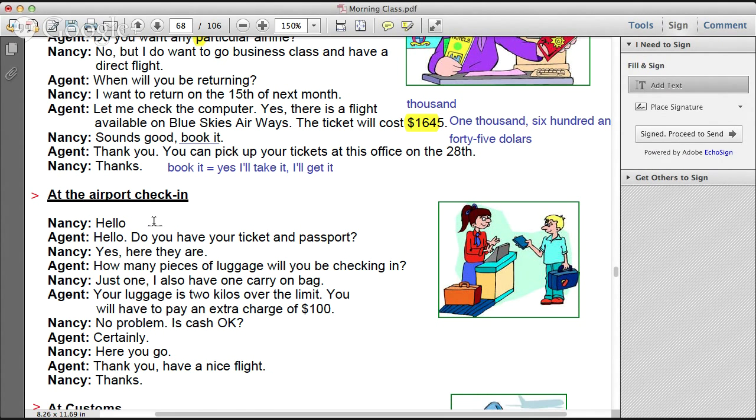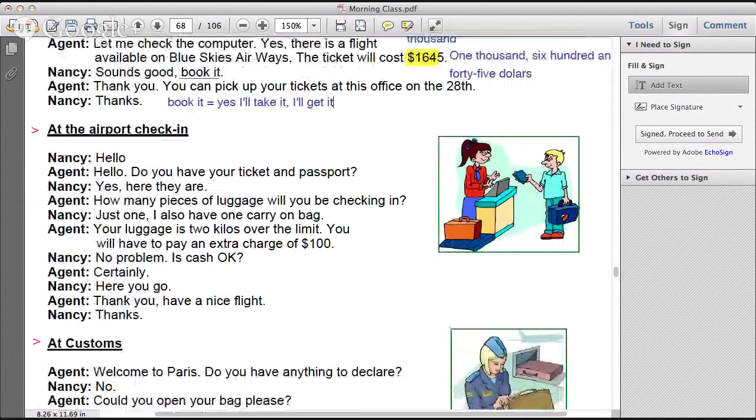Let's take a look at an airport check-in. Amparo, you'll be Nancy. And Ali, you'll be the agent this first time through. Okay, go ahead and start it up, you guys.